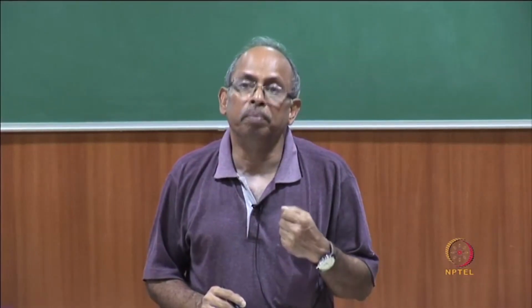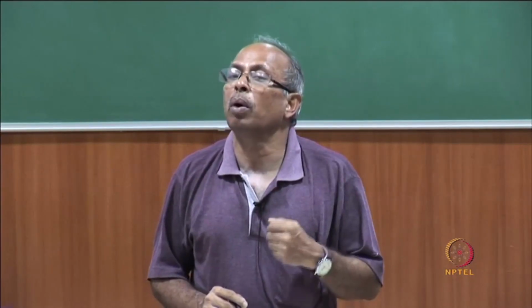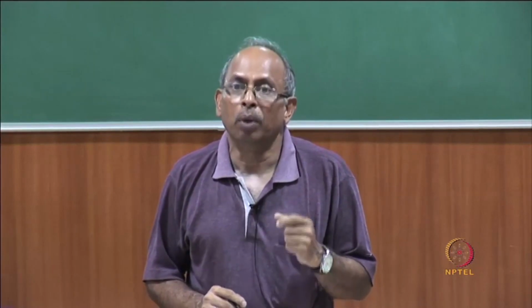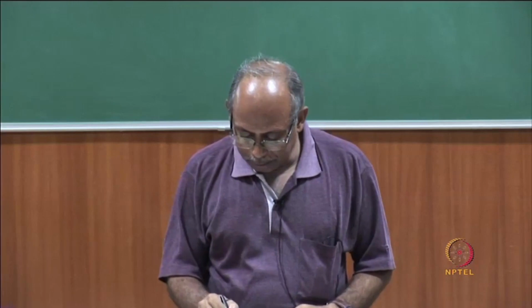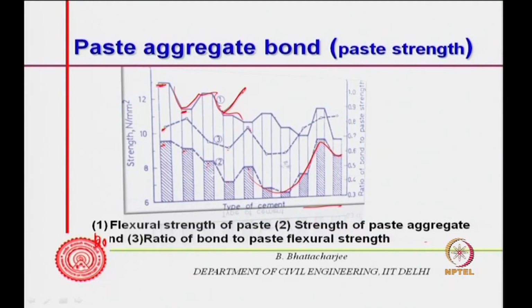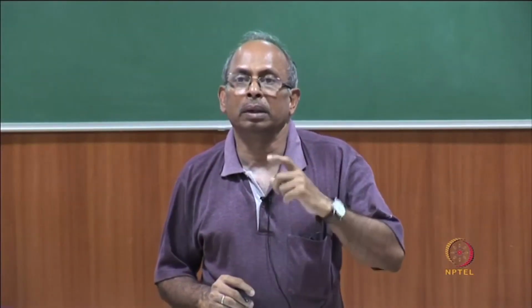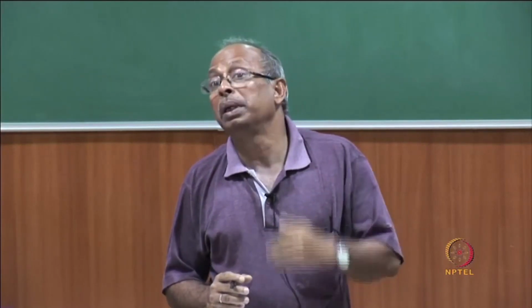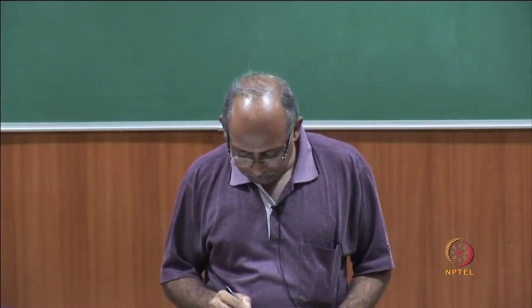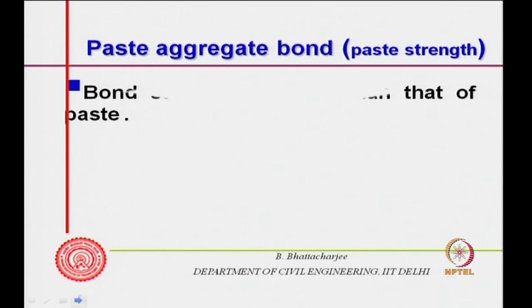So, the strength of the paste aggregate bond is not necessarily controlled by the strength of the paste. Where the strength of the paste is higher, bond strength is here, where in this case the strength of the paste is much lower, but the bond strength is not that much lower. So, this ratio actually increases. Here, paste strength is quite low, but bond strength is quite high, it is as high as this. So, the ratio has increased significantly. Bond strength is a function of the paste strength, but it is not a constant. It is not necessary that if you increase the paste strength, bond strength will increase. That is the first point.